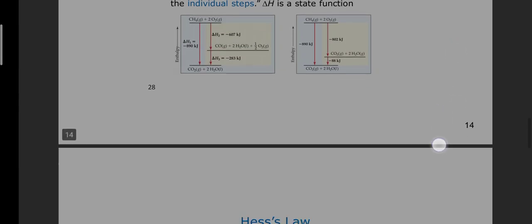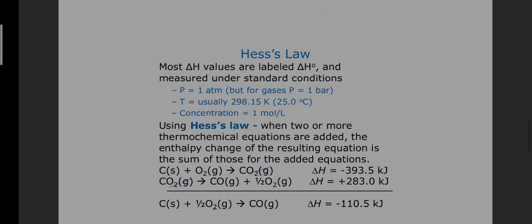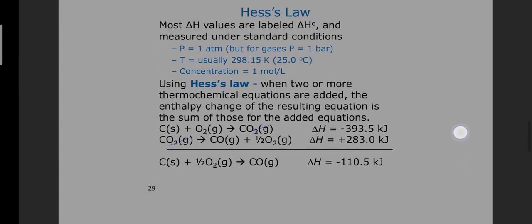Means ΔH is a state function. Most ΔH values are labeled ΔH° and measured under standard conditions, that is at 1 atm pressure, 298 Kelvin temperature and 1 mole concentration.